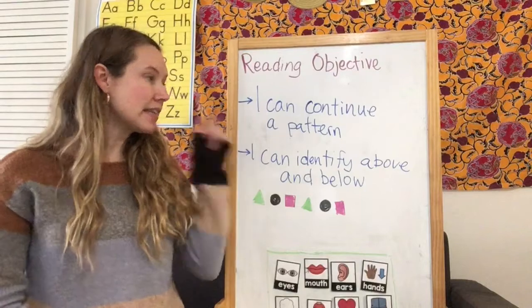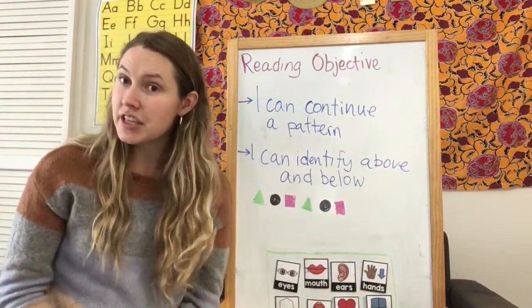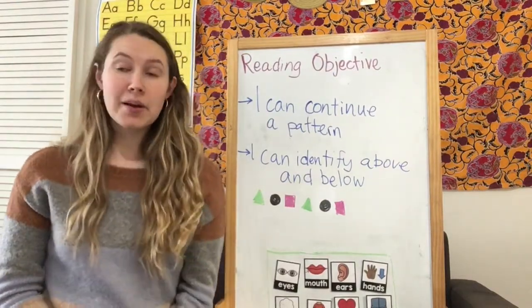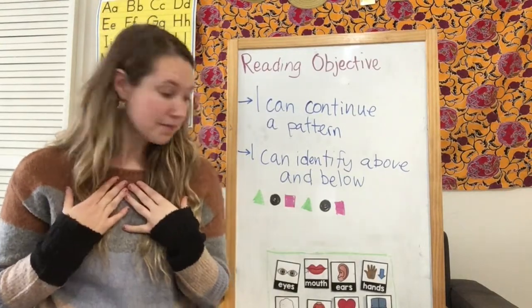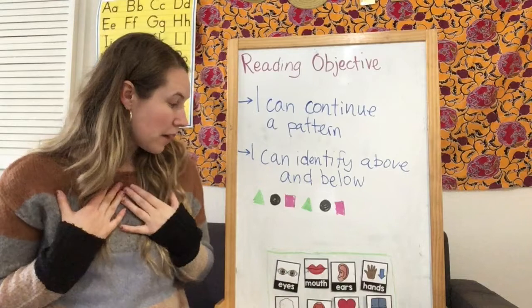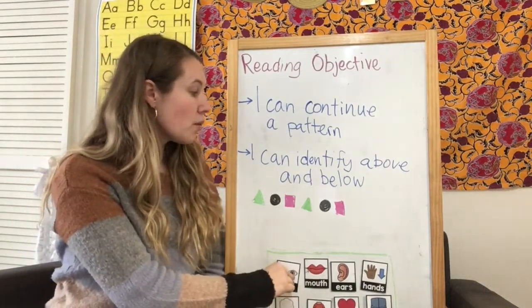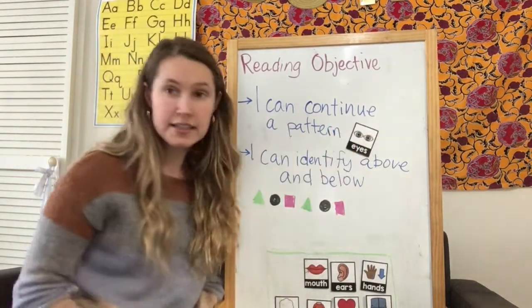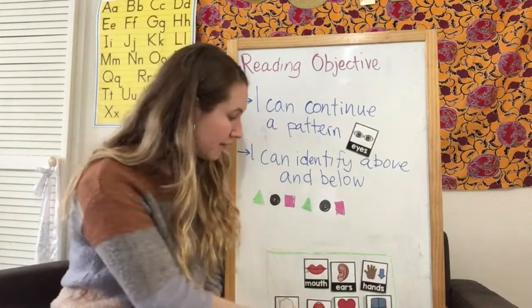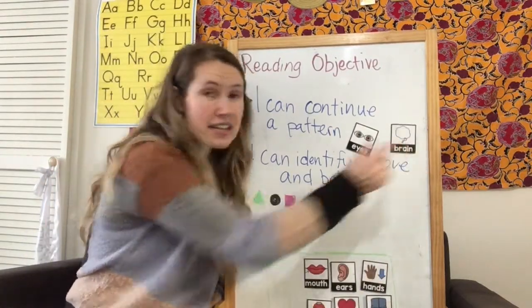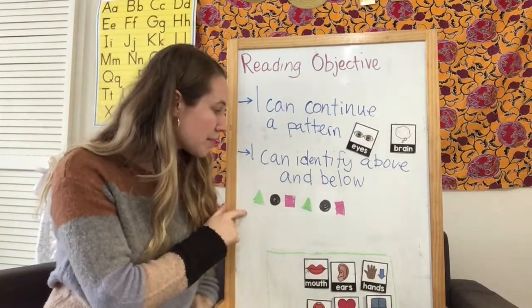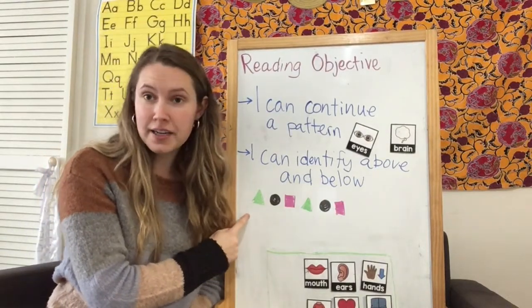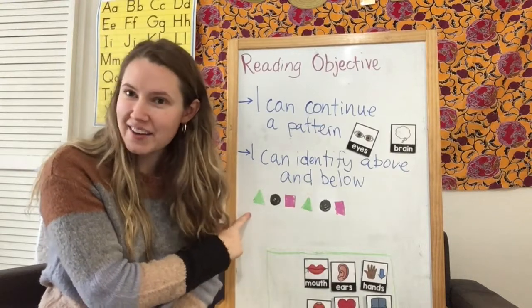So we're going to begin today by working on continuing patterns. That means that we're going to see a pattern and we have to say what comes next. When we're thinking about patterns, we're definitely going to be using our eyes to see the pattern and our brain to think about what comes next. So let's do that right now. We're going to practice. I put a little pattern here on the board. What kind of pattern is this?